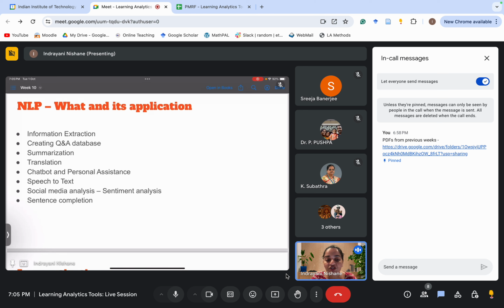Then sentence completion. When we type messages on our smartphones, based on the word we are typing, the next word comes. That is sentence completion, and that algorithm is also based on NLP principles.